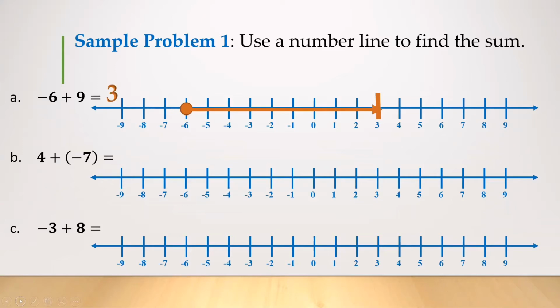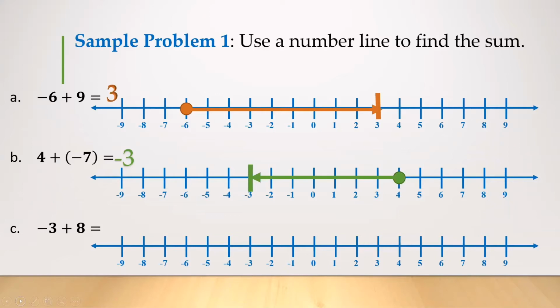Okay, so let's go look at this next one. We have 4 plus a -7. What that means is I'm going to start at a +4 on my number line and move left 7 spaces because I was adding a negative. My arrow ends at -3. So 4 plus -7 is -3. We see how this is coming about on a number line, how I would do it.